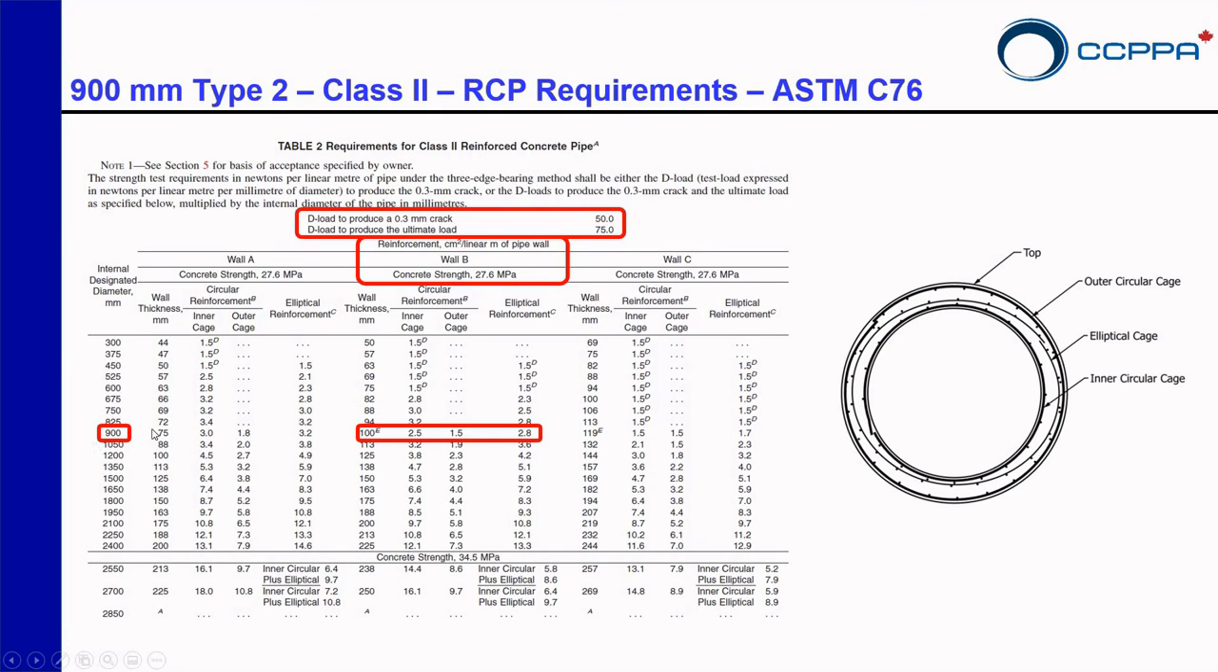And for a 900 millimeters, we will have a certain reinforcement in the pipe. Something that I want to clarify right here is that the elliptical cage that you see here is a substitute for the two cages, so the inner and the outer cage. It doesn't mean that on site you're going to have all the cages, so you have either the outer cage and the inner cage, or the elliptical cage. So this is what this reinforcement means right here.